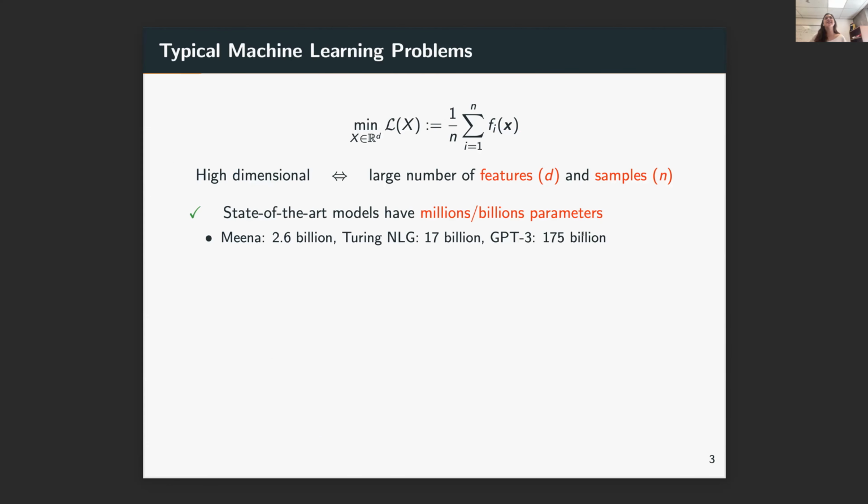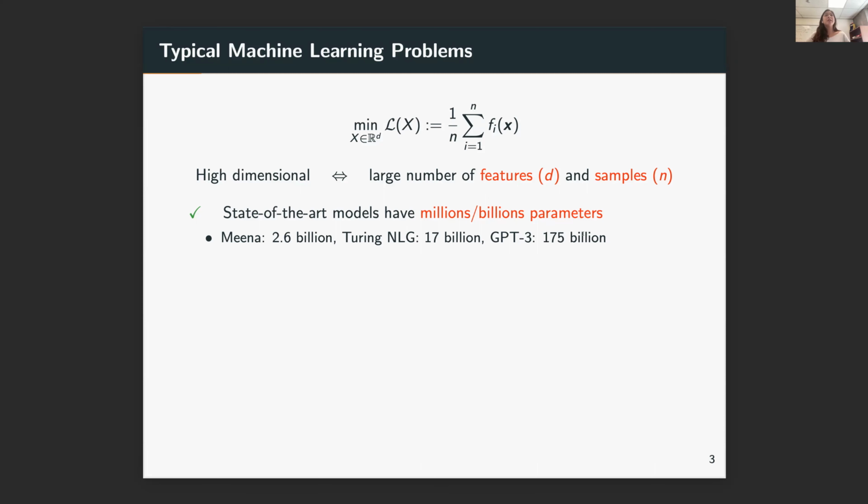So we started this question by asking what are some of the assumptions that we need to rethink. So let's go back to what typical machine learning problems look like. They generally take a specific form where they have a large finite sum, where you're minimizing over some x in R^d, where d is the number of features, and n is the number of samples, your data points.